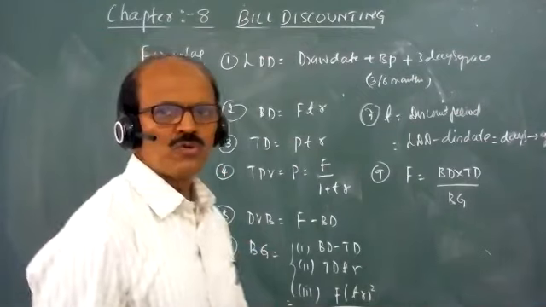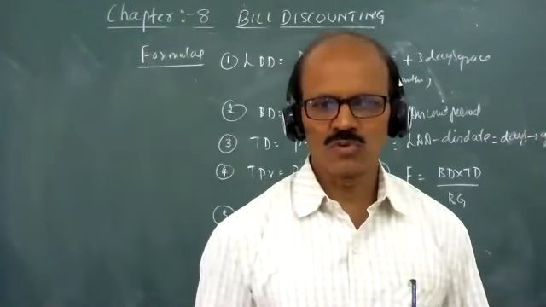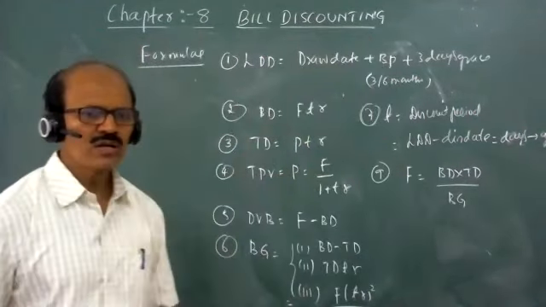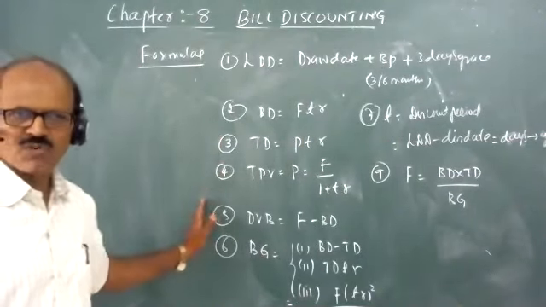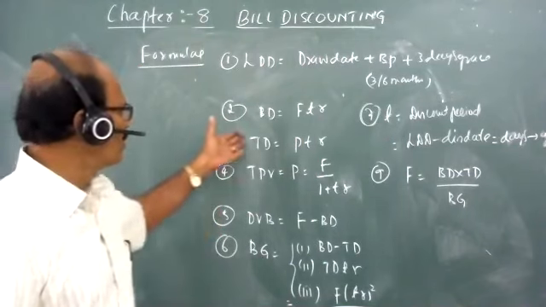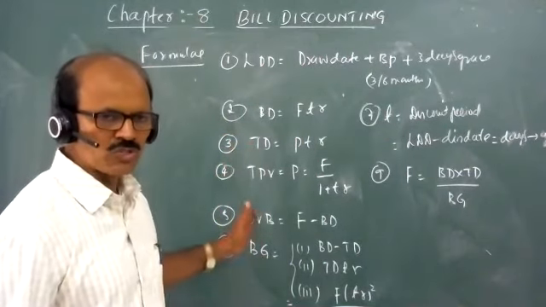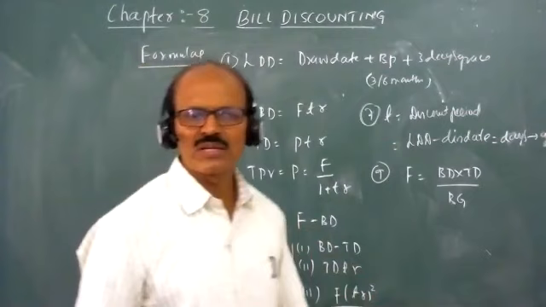Now, what I will do? I will take 2, 3 different examples, and I will show you how to use all these formulas for finding the banker discount, everything. So I think the concept is very clear for you, right?